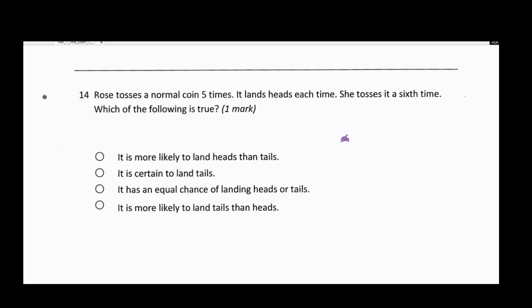So when you flip a fair coin, it's as likely to land on heads as it is on tails. So they're as likely as each other. So they have equal chance. As long as it's a fair coin, no matter what happened previously, it doesn't influence what happens next.